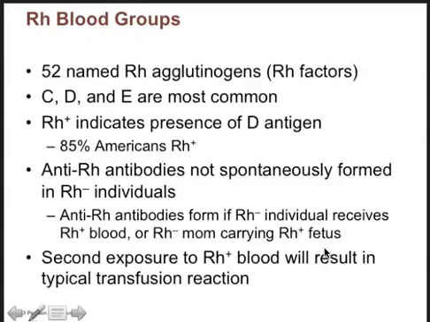A second exposure to the Rh positive antigen in an Rh negative individual will result in a transfusion reaction, a negative reaction. And so where this comes into play is in mismatched transfusions, or in the scenario in which an Rh negative mother has an Rh positive child. Okay, so let's talk about the transfusion scenario first. Let's say that we have an Rh negative individual. Let's just for fun say that this individual is O negative. Okay?